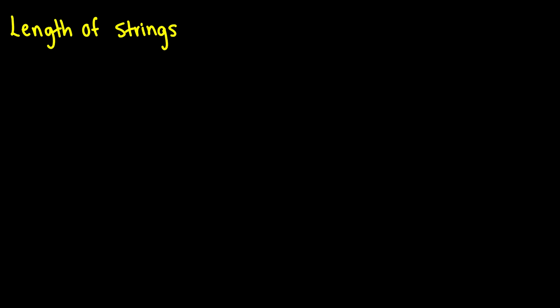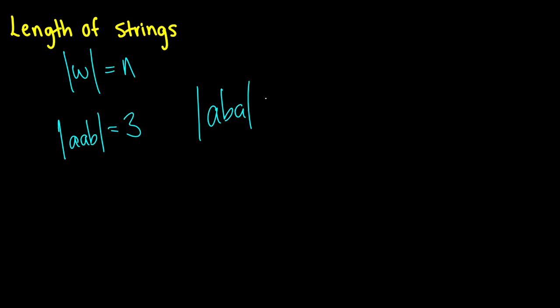So, when we take our word, we can check the length of the word by doing the absolute value. So, in this word, it would produce the number n. So, if we have AAB, this length is 3. If we have ABA, again, it equals 3. So, pretty simple. What you should know is that the length of the character lambda is 0.